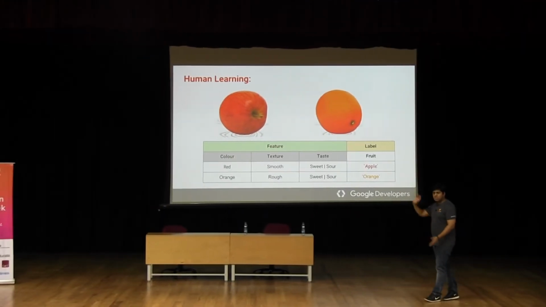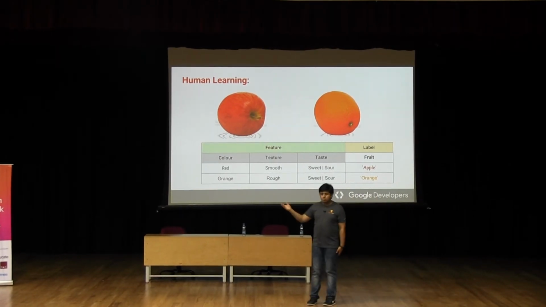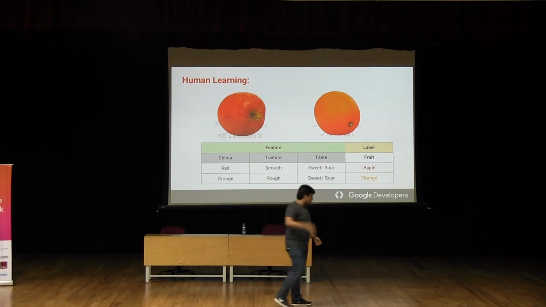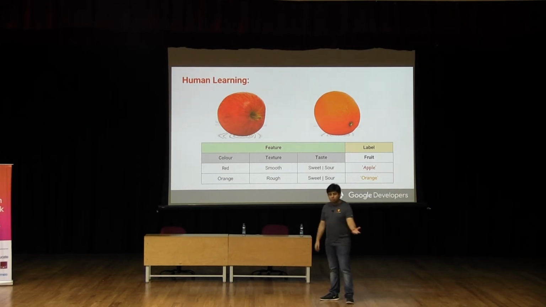What do we call this in any other language? Does anybody know? What's an apple in some other language? Sorry guys. Pardon? Pomme, French. Great. So a friend of ours knows French, amazing stuff. It's called a pomme. So they call it a pomme.